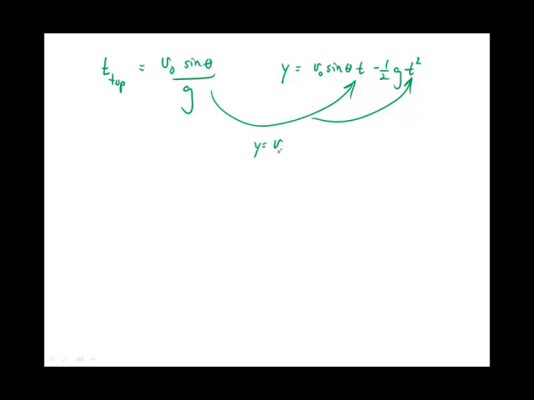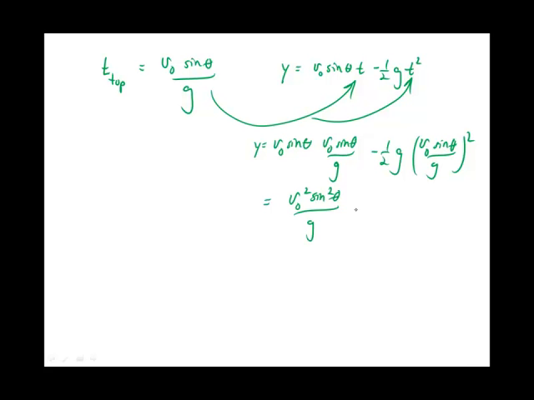So I get y equals v naught sine theta times t, but that's v naught sine theta over g, minus 1/2 g t squared, but that's v naught sine theta over g squared. That's equal to v naught squared sine squared theta over g minus 1/2 g v naught squared sine squared theta over g squared. But the g's cancel, and I get v naught squared sine squared theta over g minus 1/2 of that, and that's just going to be 1/2 v naught squared sine squared theta over g. So that works out just fine.